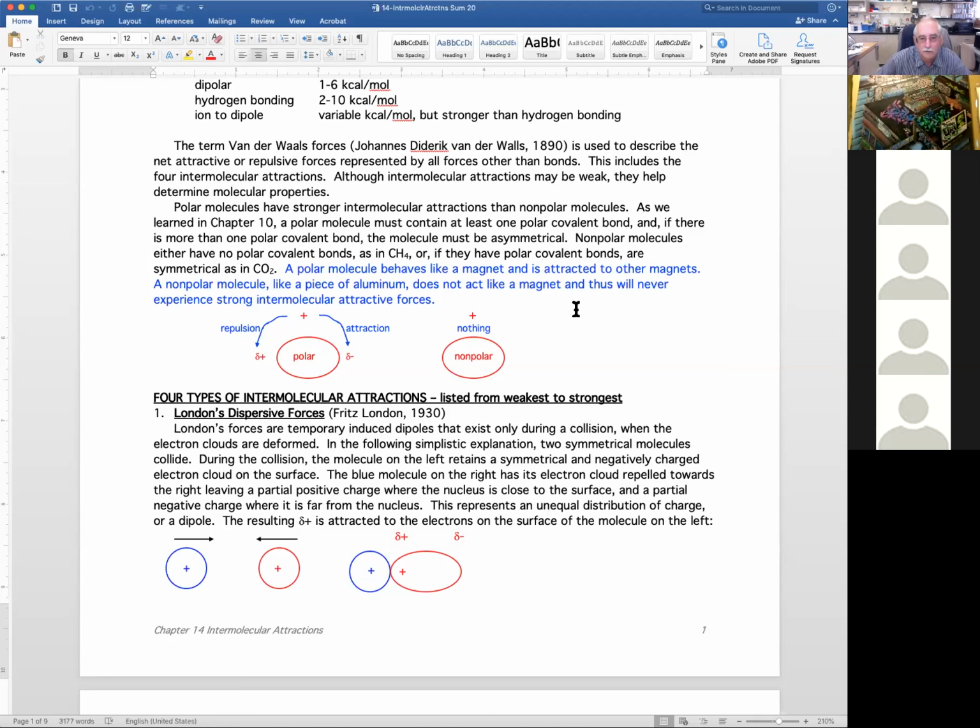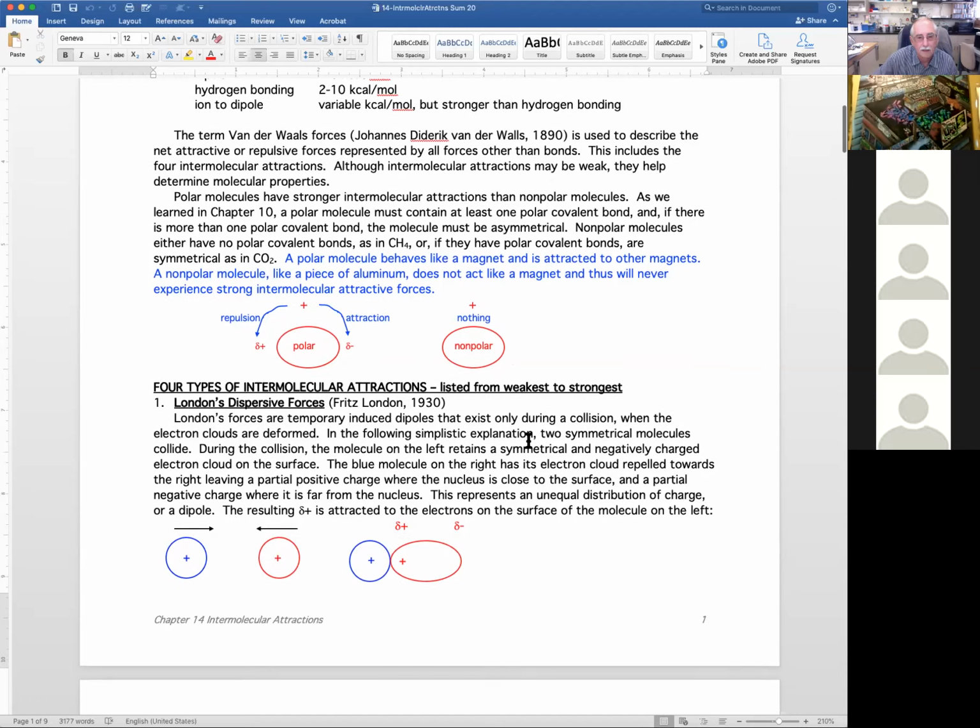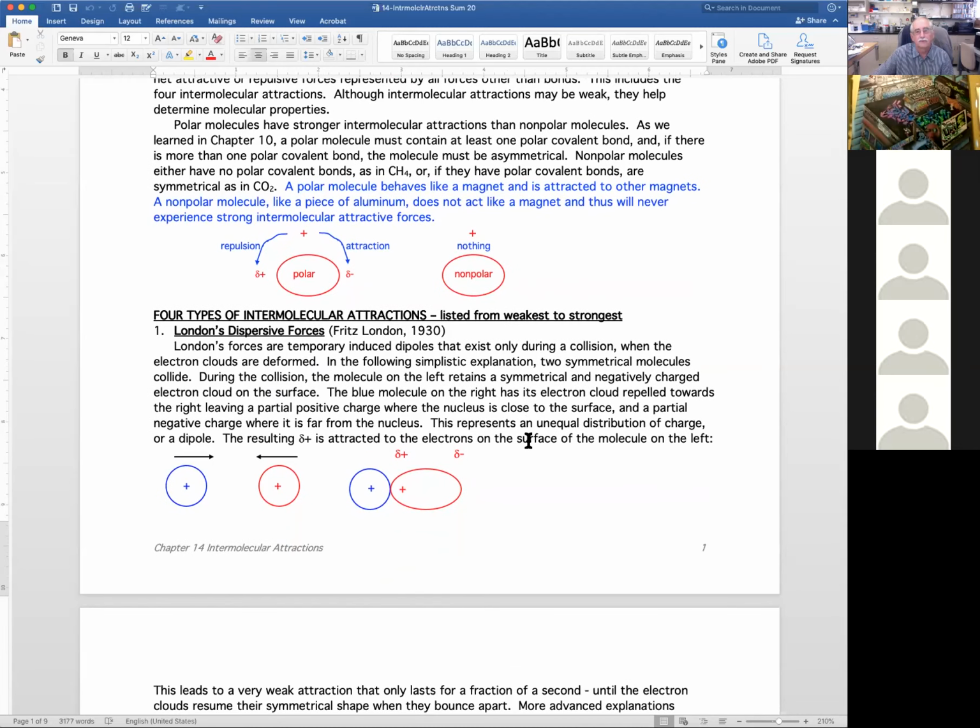So a polar molecule has to have a dipole in it. So if I have a positive charge here, it's going to be repelled by the partial positive on the polar molecule. It's going to be attracted to the partial negative on the polar molecule. But if it's a nonpolar molecule, there's simply no attraction. So we'll go through all four of them from the weakest to the strongest.